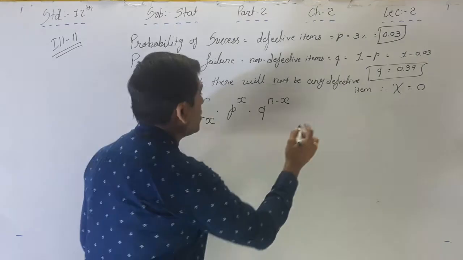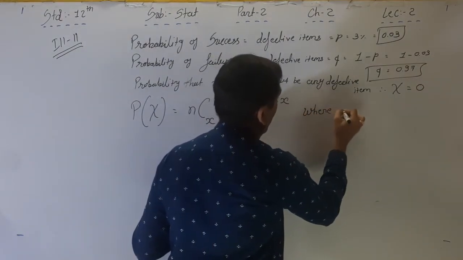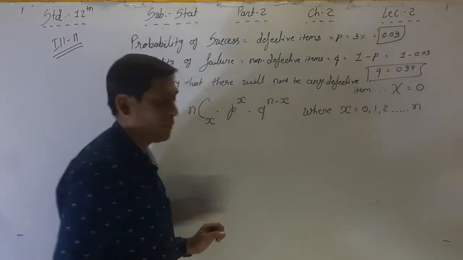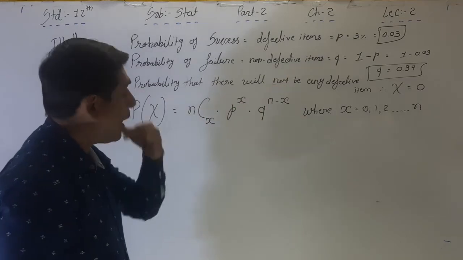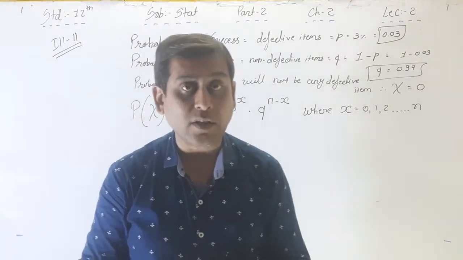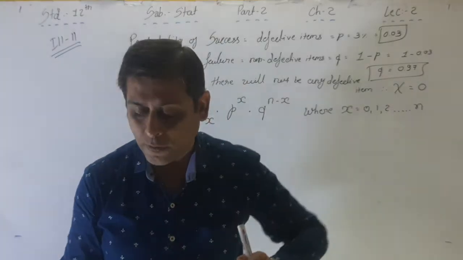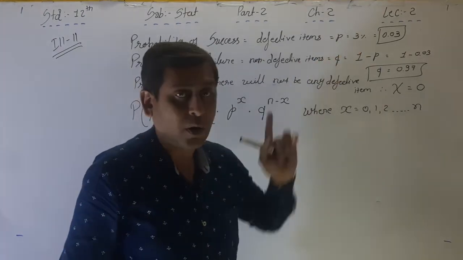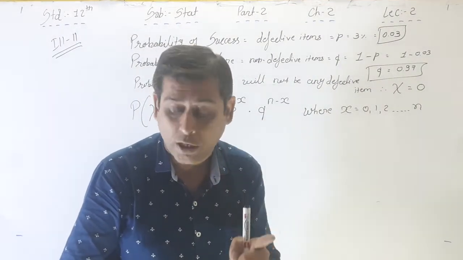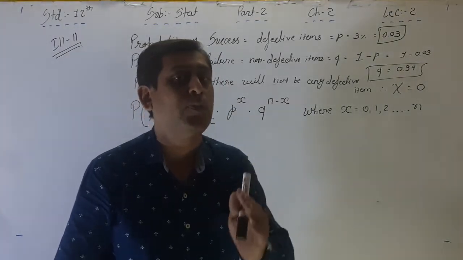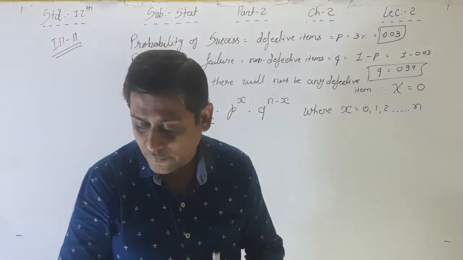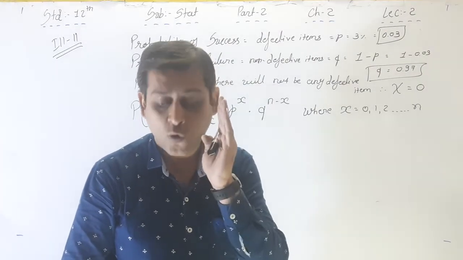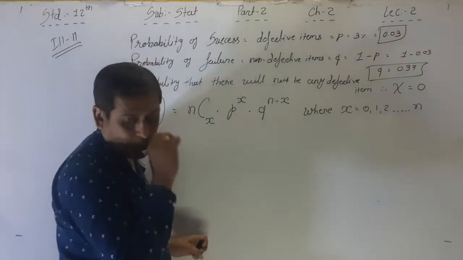Here X is equal to 0, 1, 2, up to N. What is N here? I am reading the question in full now. There are 3% defective items in the items produced by the factory. So defective item 3% is the probability of success, that's why p is 0.03, and the probability of failure, 1 minus p, is 0.97. 4 items are selected at random, that's why N is equal to 4.